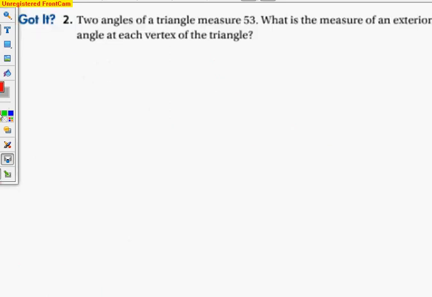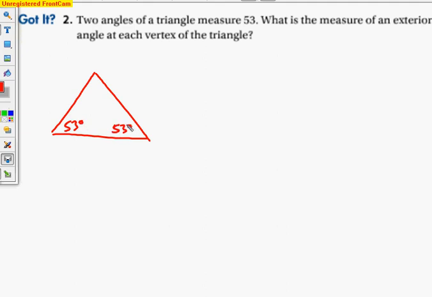So let's do a problem. It says, two angles of a triangle measure 53 degrees. What is the measure of an exterior angle at each vertex of the triangle? Okay, well let's draw this picture. Two angles of a triangle measure 53 degrees. So let's draw a picture.